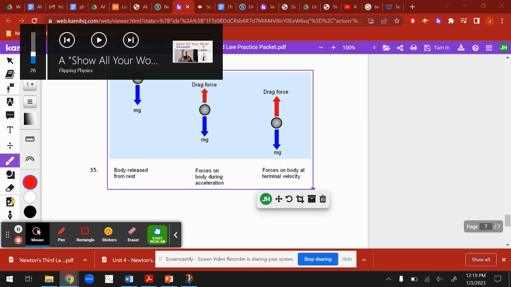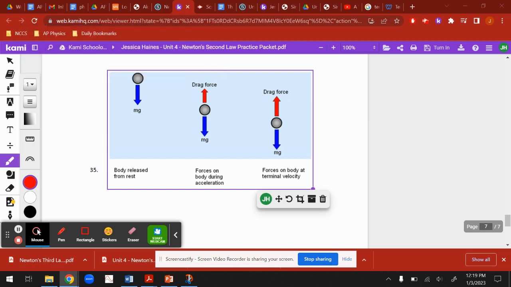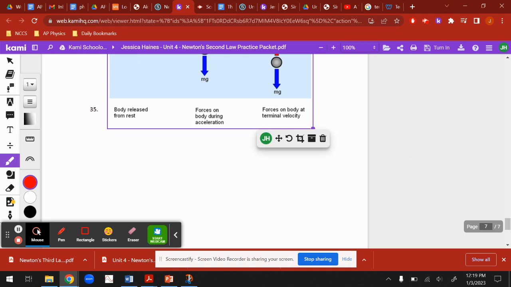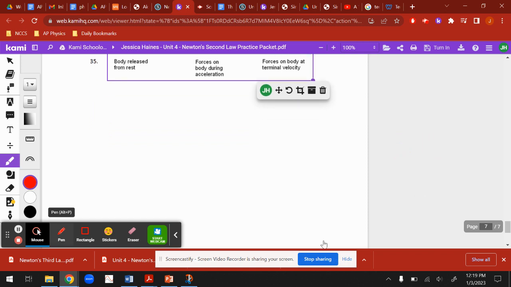Okay, guys, I just wanted to touch base real quick and explain a couple of things. When it comes to Newton's second law of motion, it is important that you always draw a free body diagram.